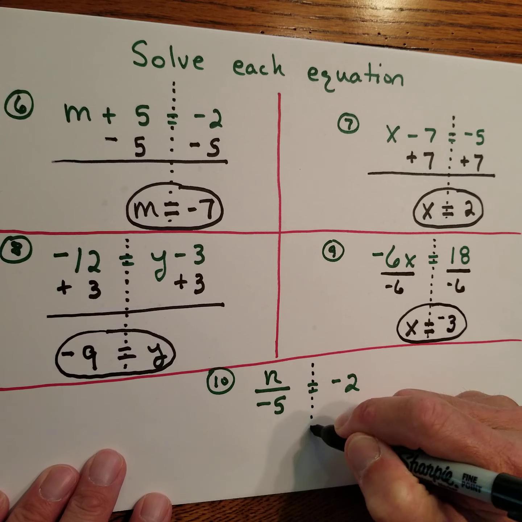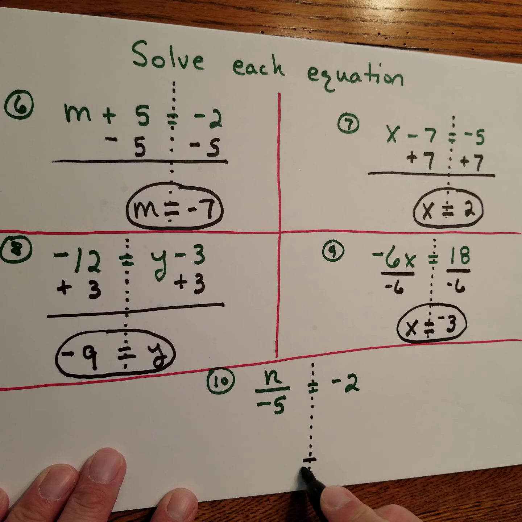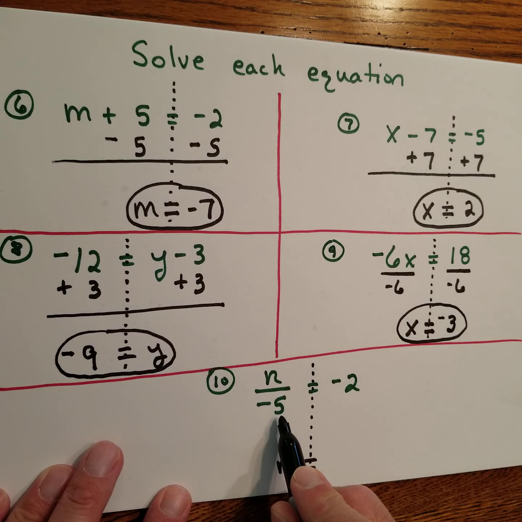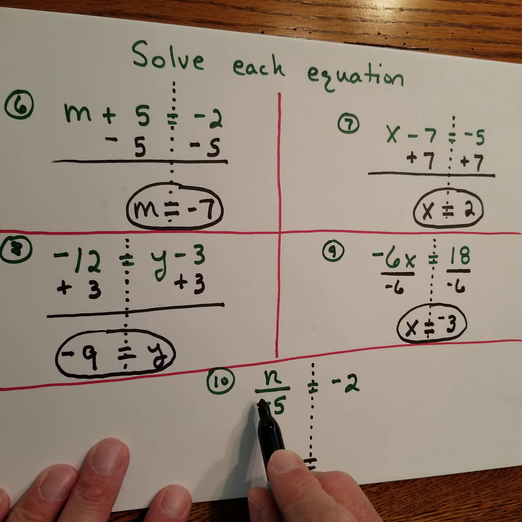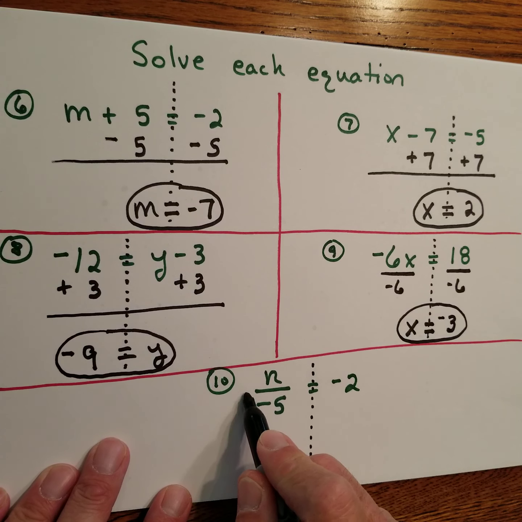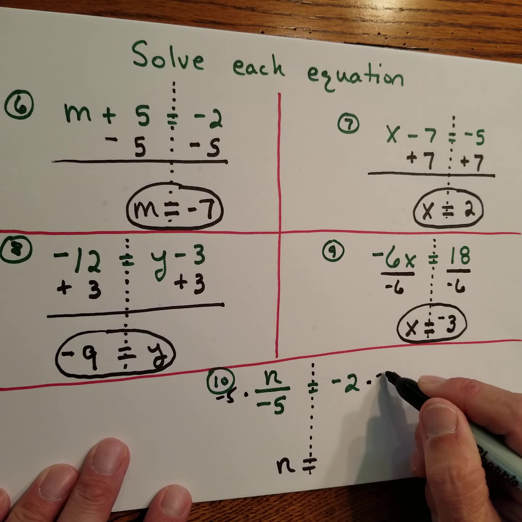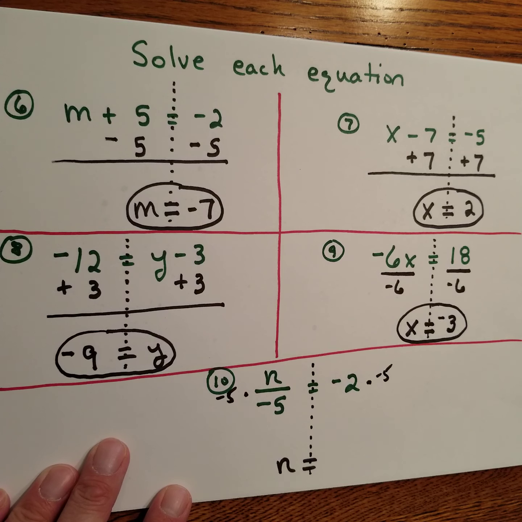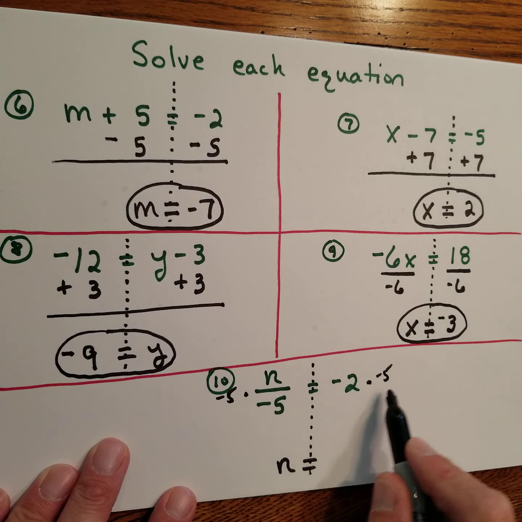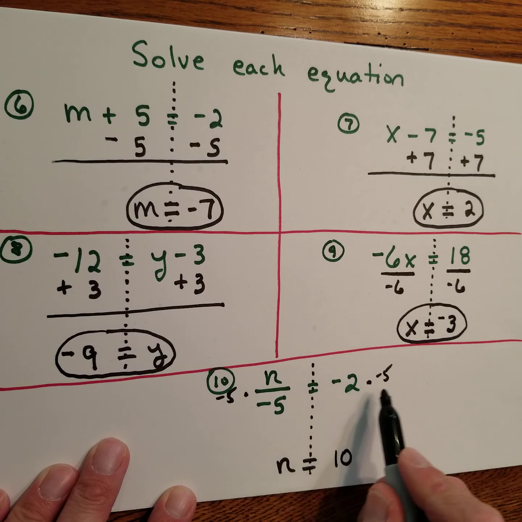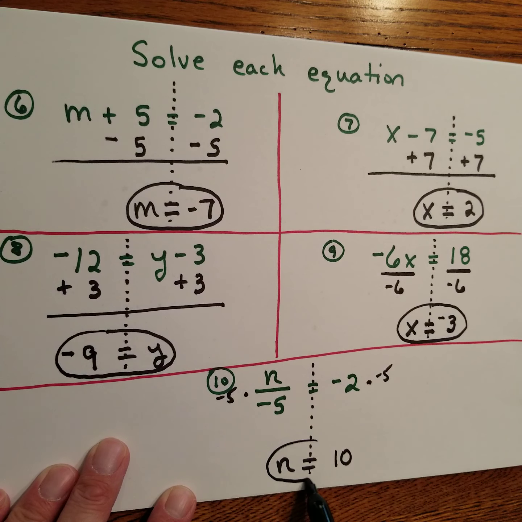For number 10, I'll end the problem with my variable on the left side of the fence and my answer on the right. To get n by itself, the -5 must leave. The -5 and the n are being divided, and the inverse to division is multiplication. So I'll multiply both sides by -5. That way a -5 here divided by a -5 here is 1. 1 times n is n. 2 times 5 is 10. And when you multiply two negatives, you get a positive. That'll be +10.